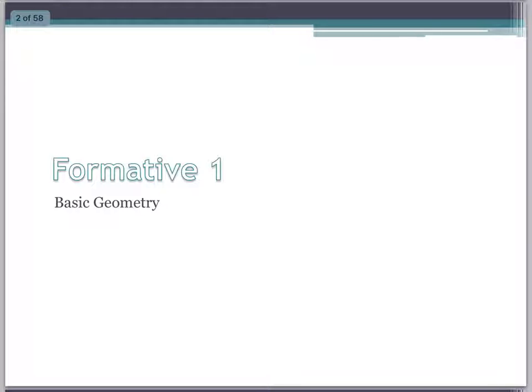This first chunk here is just a review of some basic geometry. I think I have a total of like 17 or 16 words in this section. So there's some here, and then there'll be some more that are probably new to you.